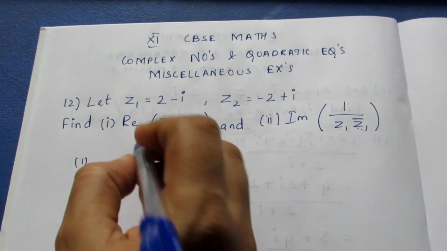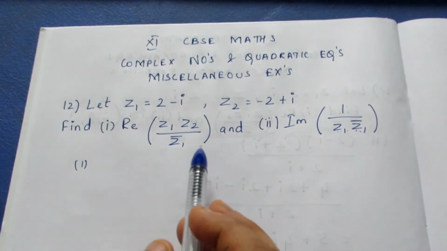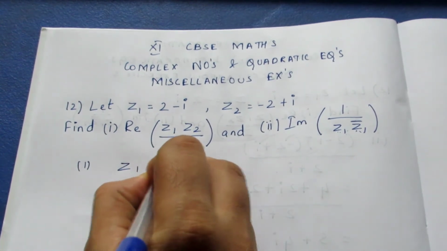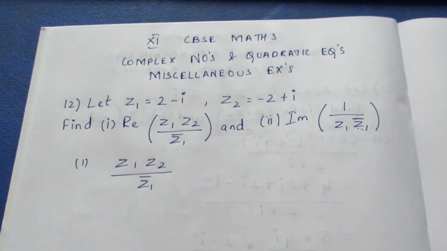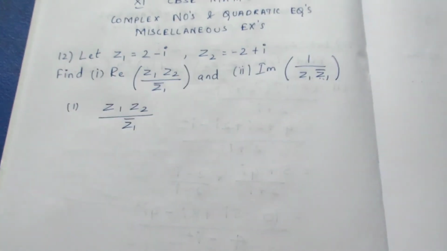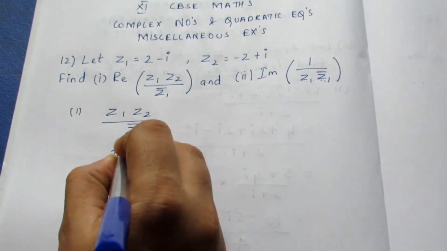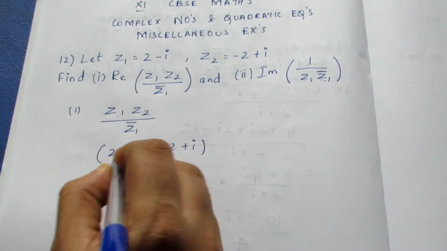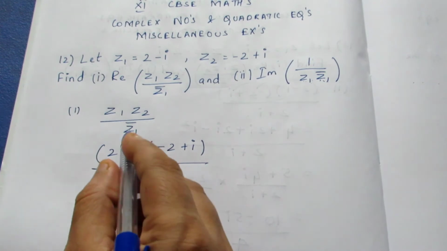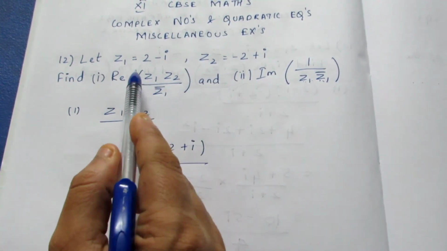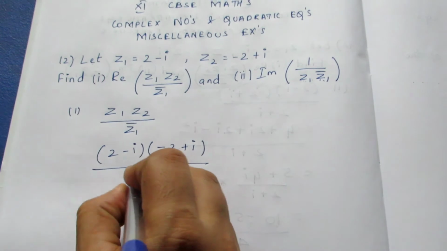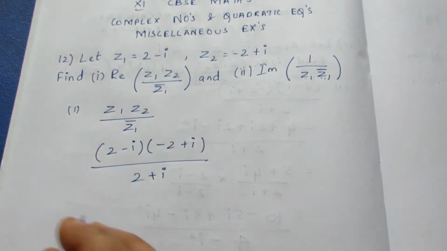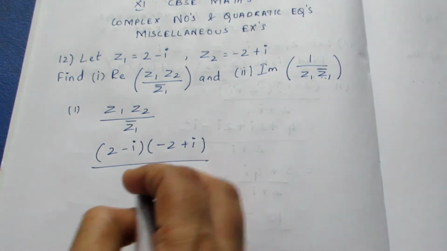Now let me do the first one. We need to find the bracket first, only then we can say the real part. So we need to find z1 z2 by z1 conjugate of z1. Let me write the z1 value, which is 2 minus i into minus 2 plus i. So we need to do binomial multiplication. Before that, the conjugate of z1: here z1 is 2 minus i, so we need to write 2 plus i. Bar means, remember, it is the conjugate, not the inverse. It is the conjugate of the given complex value.